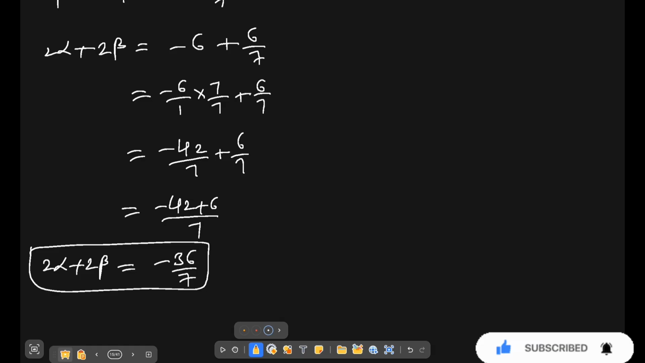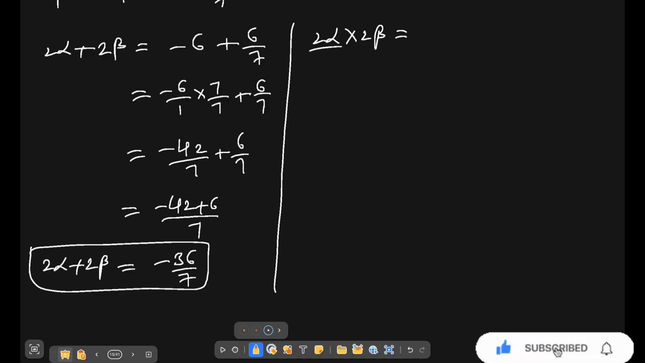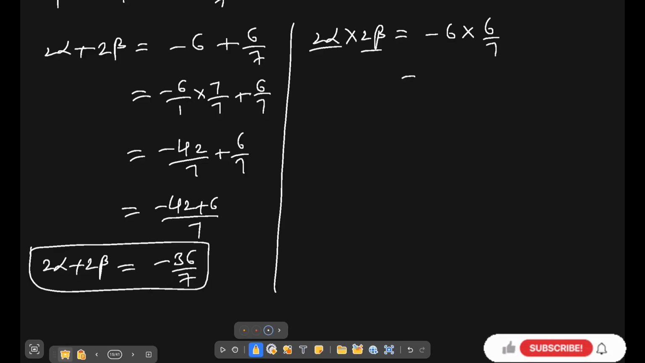Now what is the product of zeros? 2 alpha into 2 beta. So 2 alpha is minus 6 into 2 beta is 6 by 7. If we multiply, what do we get here? Minus 6 into plus 6, it is minus 36 by 7. So the sum of the zeros is minus 36 by 7 and the product of zeros is minus 36 by 7.